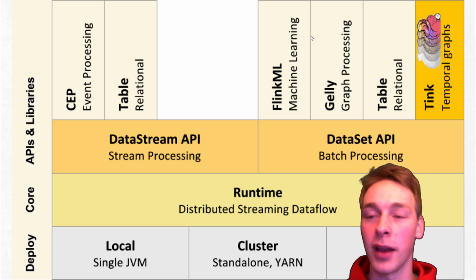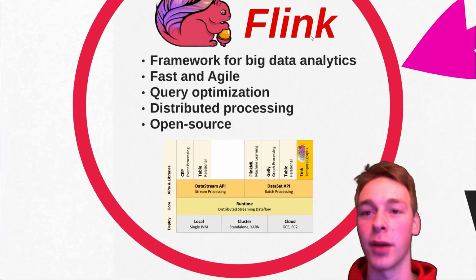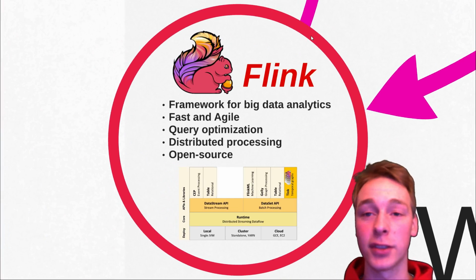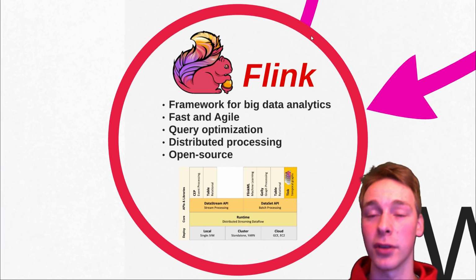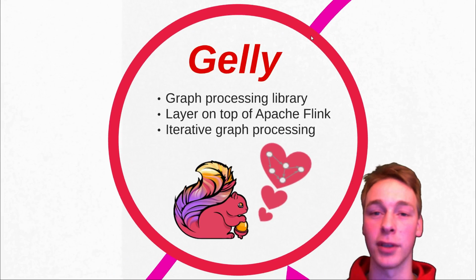Two parts to the left of Flink, you also see Gelly. Gelly is the graph processing library of Flink. And since Gelly is using temporal graphs, which also use graphs, we also used Gelly. So Gelly is the graph processing library of Flink.